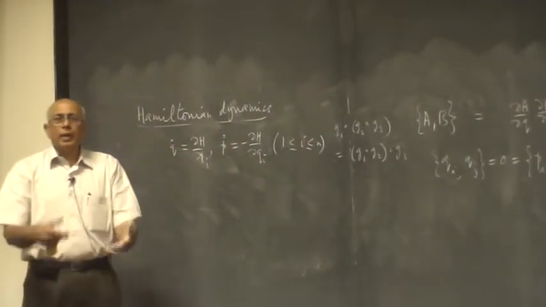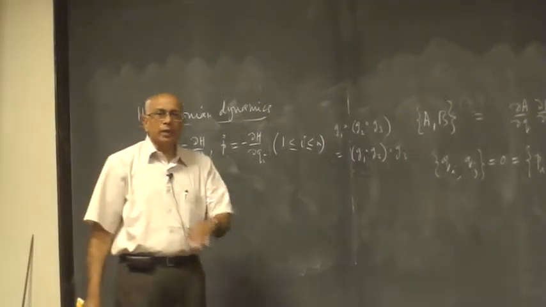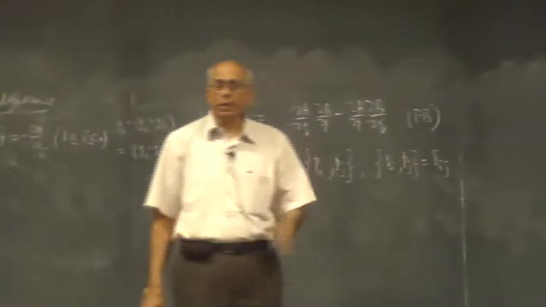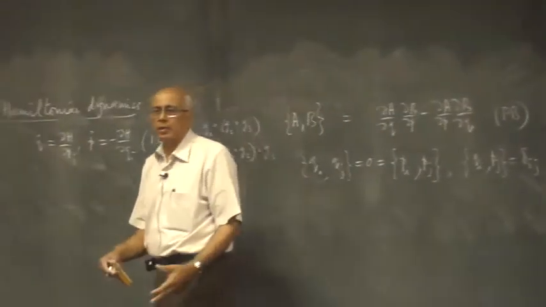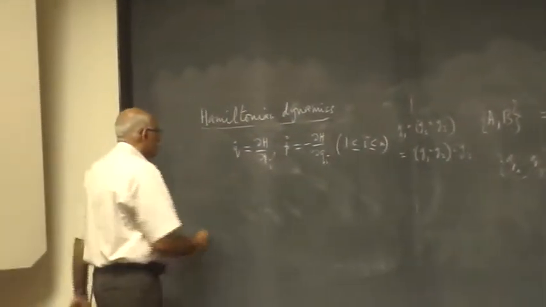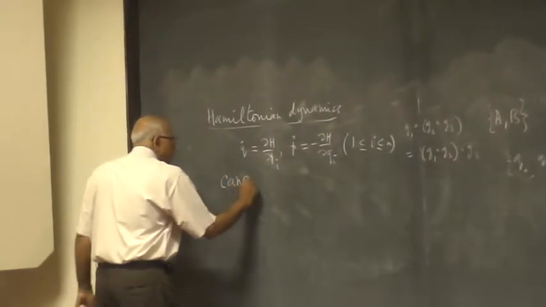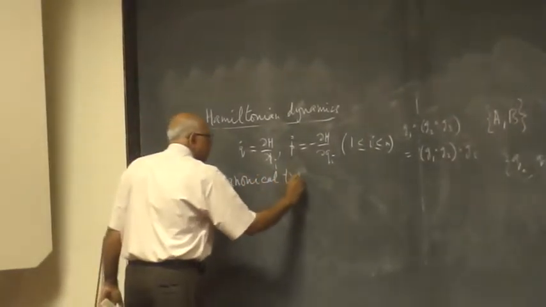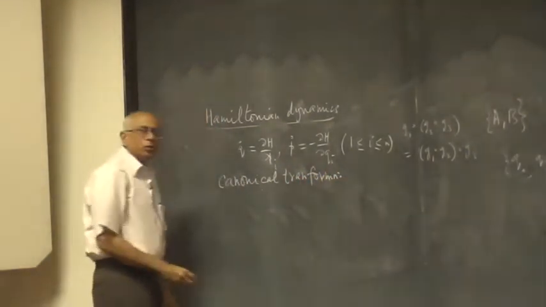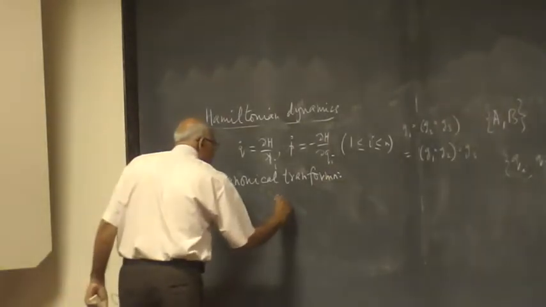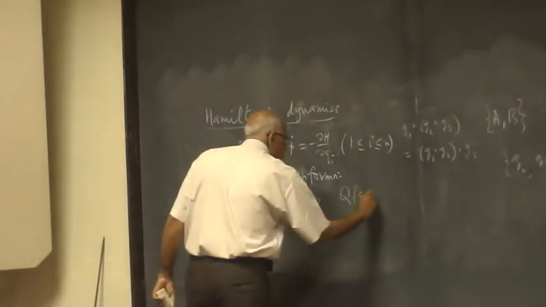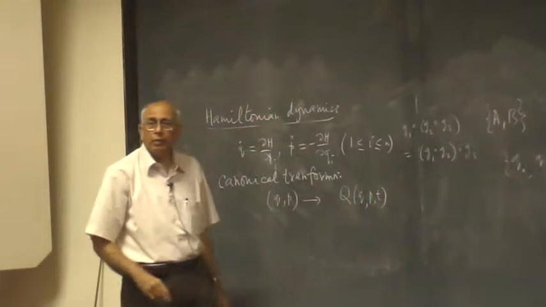Then one asks, okay, what do I do next? One way to do this is to change variables to another set of generalized coordinates and momenta, such that maybe the problem becomes simpler in those new variables. And that's why the idea of a canonical transformation arises. So, canonical transformation, the simplest way of defining it is to say that from the q's and p's, I go to a new set of variables, capital Q, capital P, which could be functions of time as well.